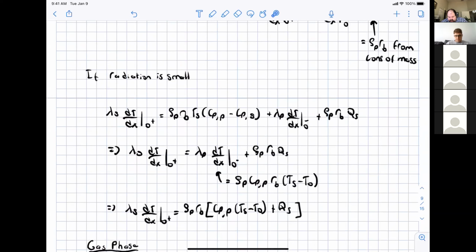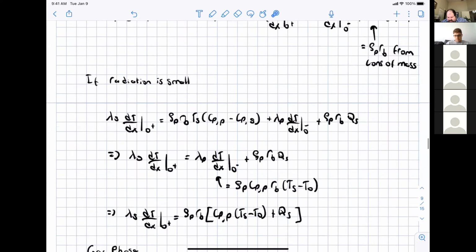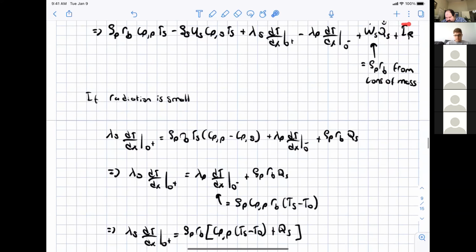Then we're going to pretend that the thermal radiation term is small, and we are also going to assume that the specific heat of the propellant is approximately equal to the specific heat of the gas, because they typically are of the same order of magnitude.